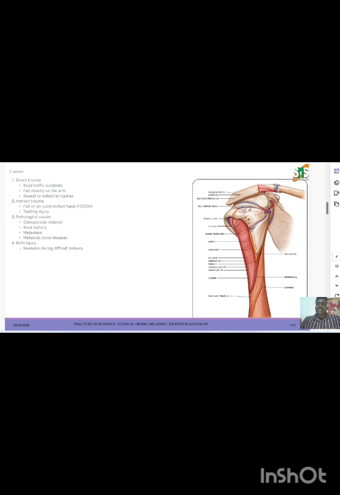What are the pathological causes? Osteoporosis, especially in elderly individuals, bone tumors or metastasis, metabolic bone disease, etc. So, birth injuries seen in neonates during difficult or assisted deliveries, etc.